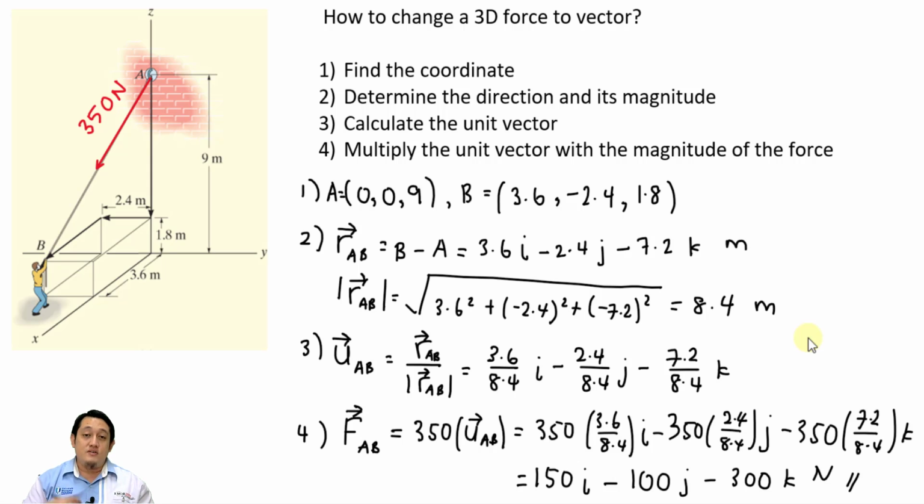Okay, next thing. What if they ask you about the direction of this force here? How to calculate the direction of this F AB, the 350 Newton? The answer is to use alpha, beta and also gamma. So how to calculate alpha, beta and gamma? Previously, we also learned that the unit vector is equal to cosine alpha, cosine beta and cosine gamma. Correct or not? So please recap back.